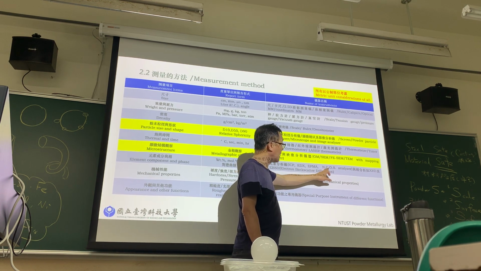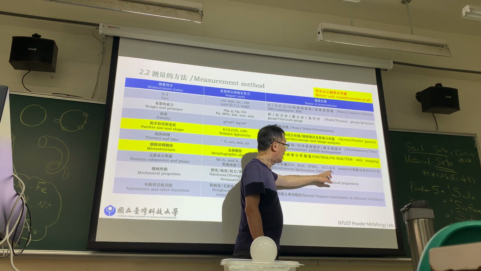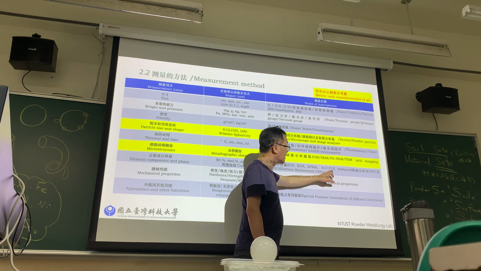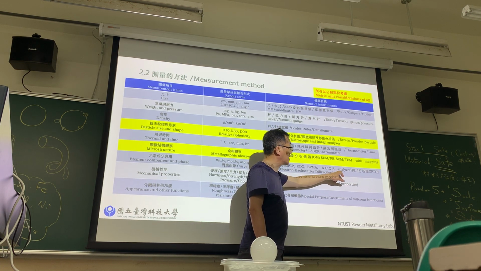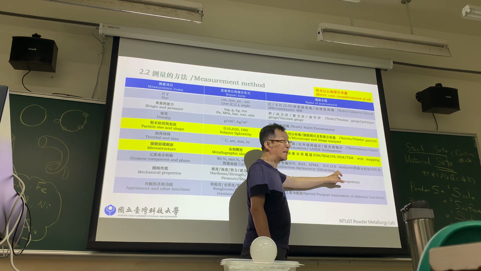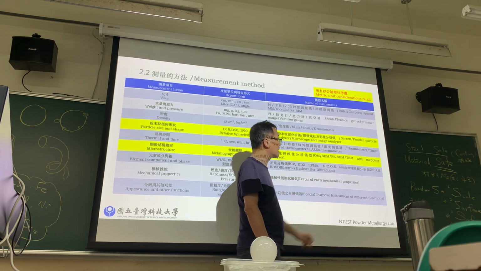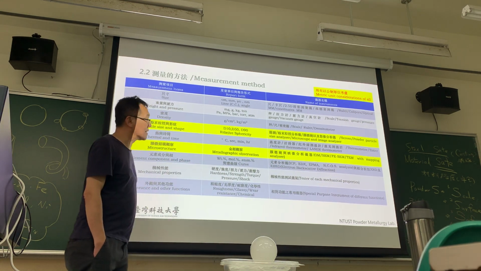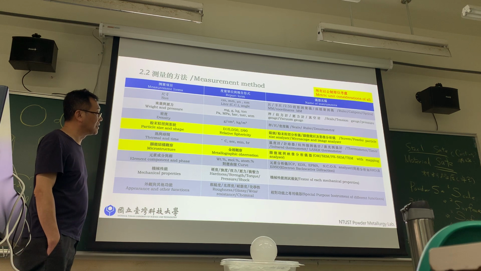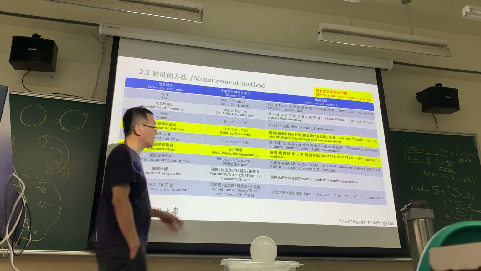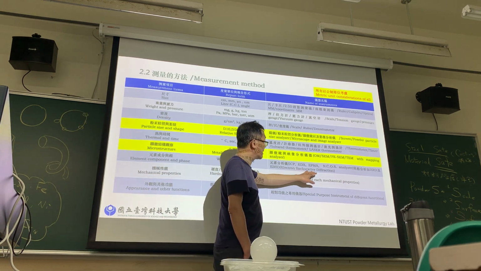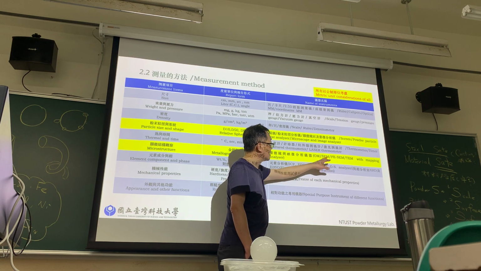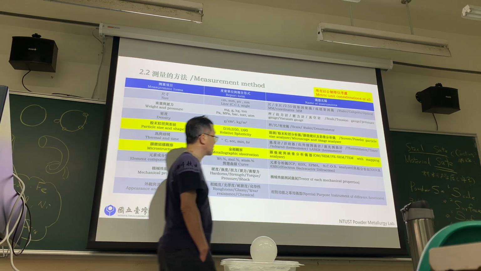Nitrogen, carbon, carbide, oxide, and sulfur. We need analysis. Sometimes we have added hydrogen. We need analysis. Or the other is XRD and EBSD, electron backscatter diffraction in the SEM. We can do it together.